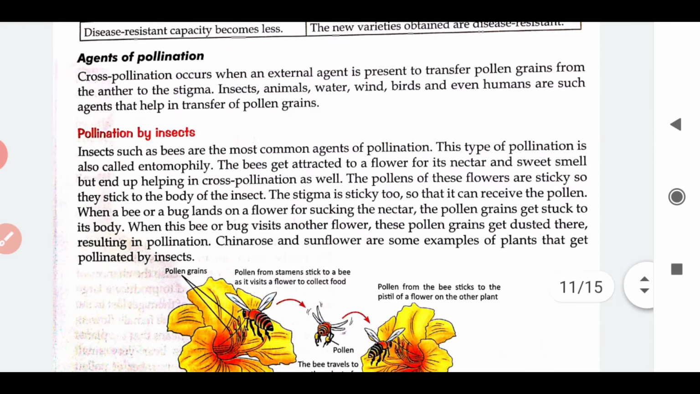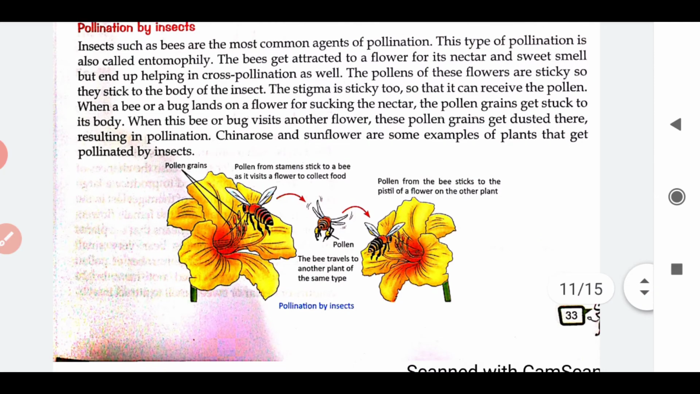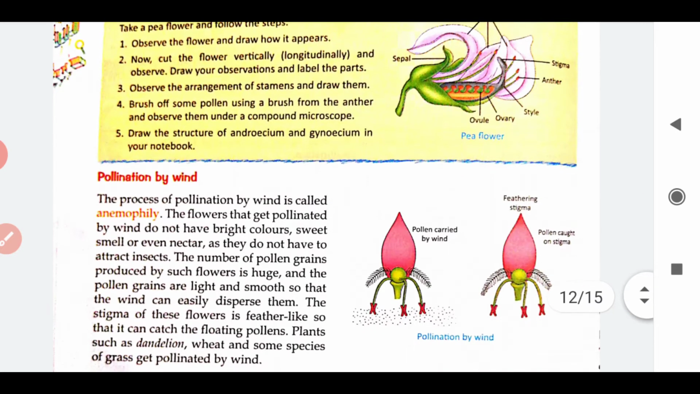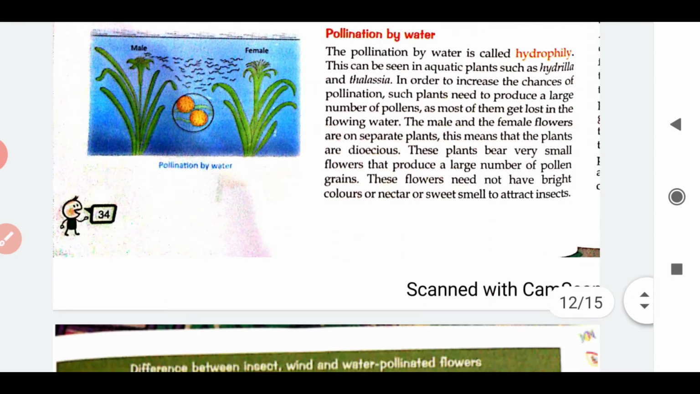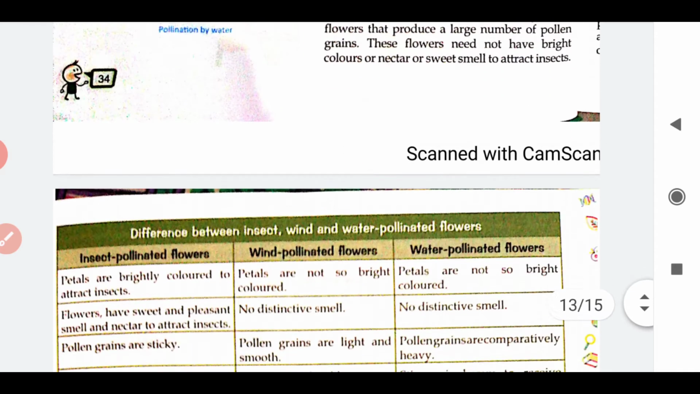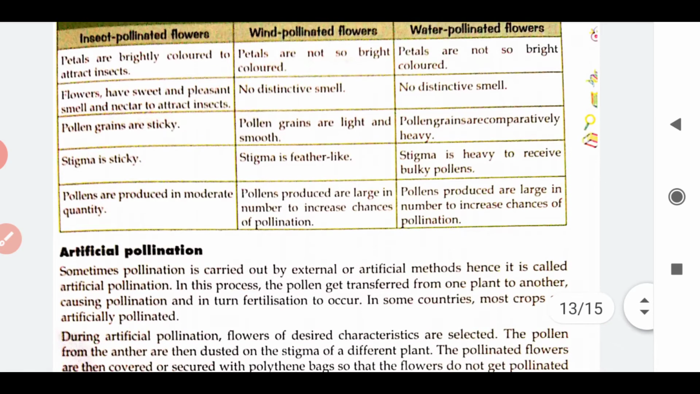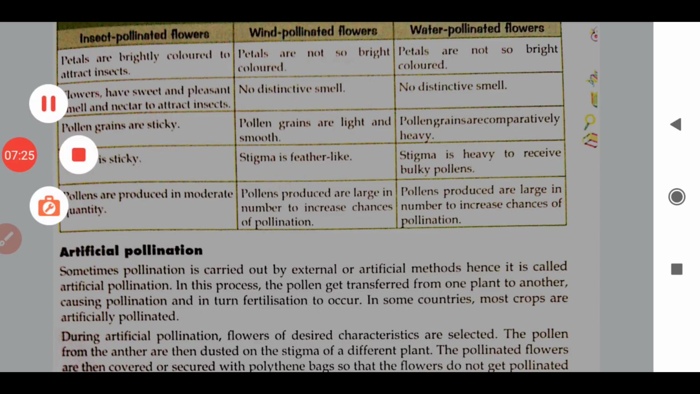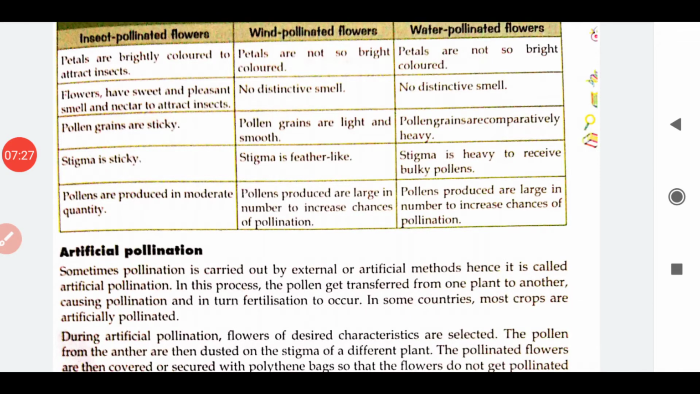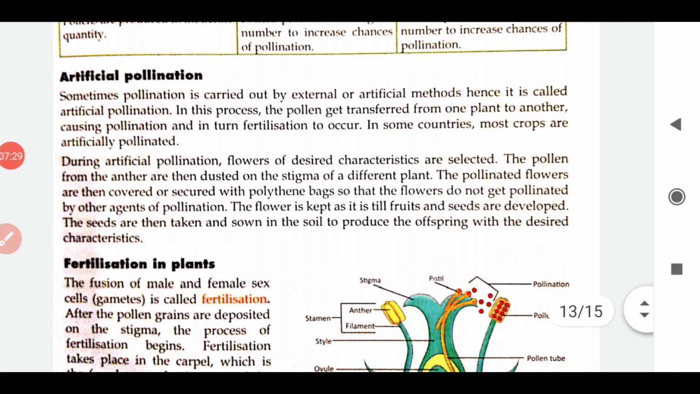And now we will start the agents of pollination. It is also completed. Pollination by insect we have seen, then pollination by wind, then pollination by water. These were the agents and we have gone through this point. Okay, so let's see the artificial pollination.